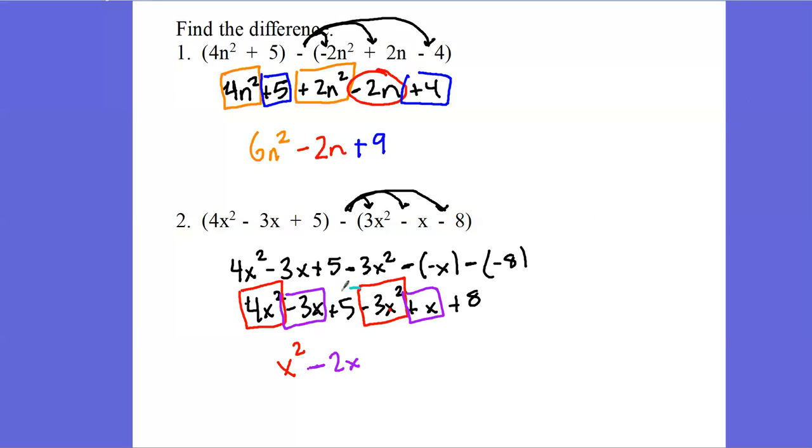And last, we have these numbers. We have positive 5, positive 8. Combine those like terms, and we get plus 13. Final answer is x squared minus 2x plus 13.